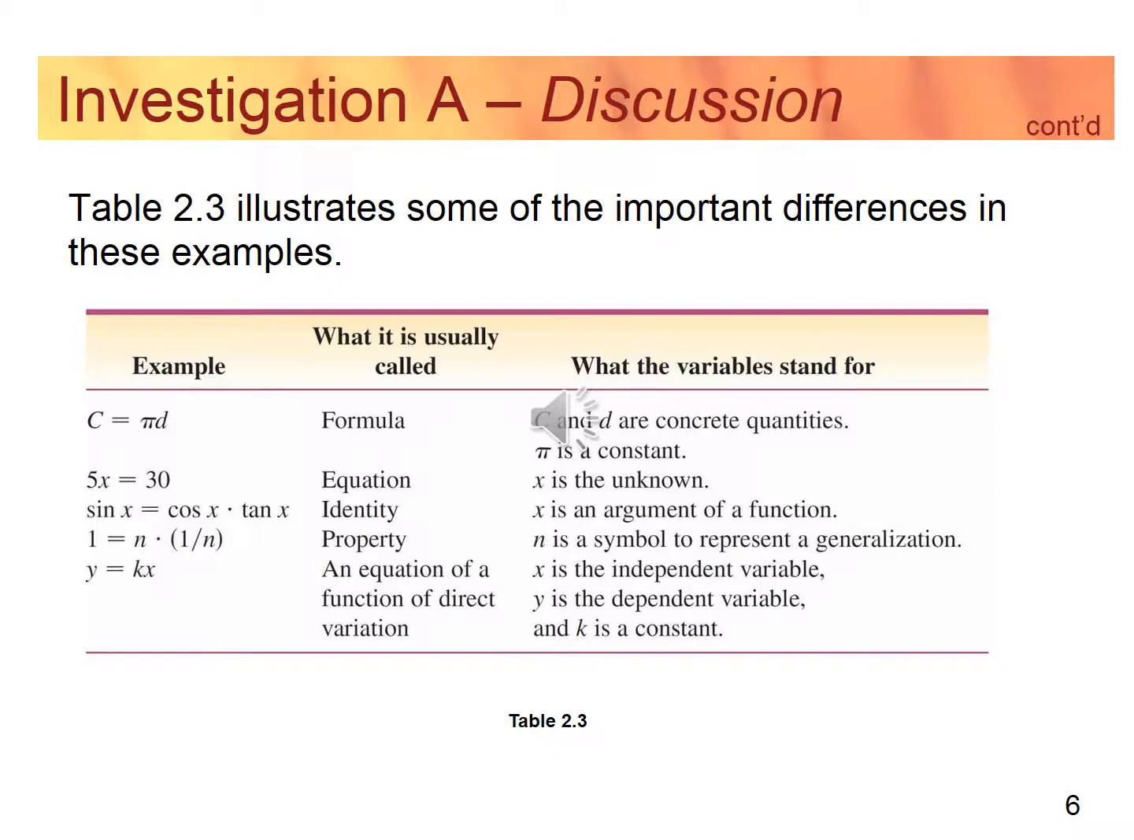In the next equation or example, where we've got sine of x equals cosine of x times tangent of x, the purpose there of the variable is to illustrate part of an identity property. And then as we go on through the last two examples, we see it continuing to serve the purpose of generalizing a property or a formula.